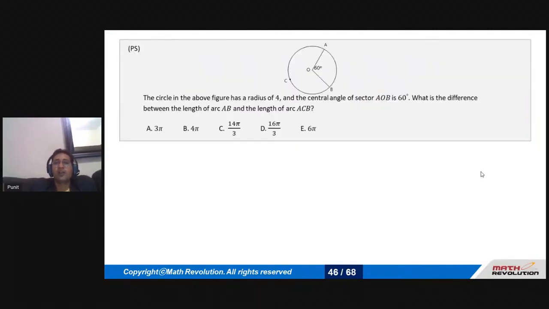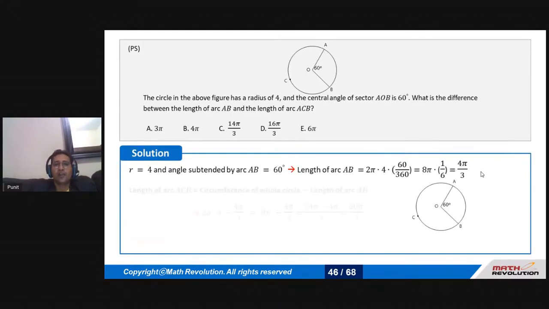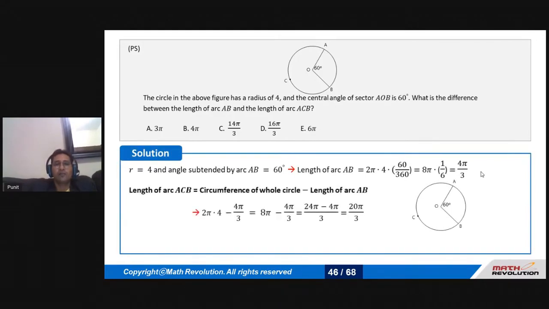The circle in the above figure has a radius of 4, and the central angle of the sector AOB is 60 degrees. What is the difference between the length of arc AB and the length of arc ACB? ACB is a major arc, AB is a minor arc. We have to find the difference between these. AB can easily be found by the length of arc formula, which is 2 pi r times theta over 360.